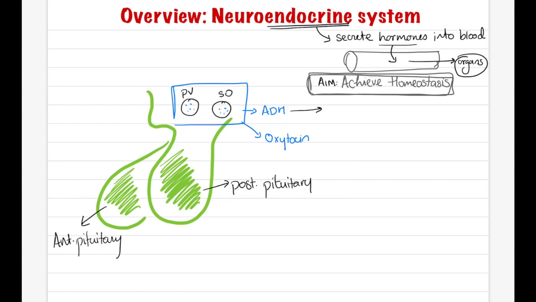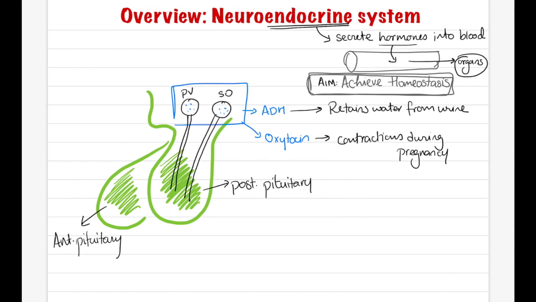The main function of ADH is to retain water from urine, and this is usually stimulated by low blood volume or high blood osmolarity. And in oxytocin, the main function is uterine contractions during pregnancy, and it also dilates the cervix.